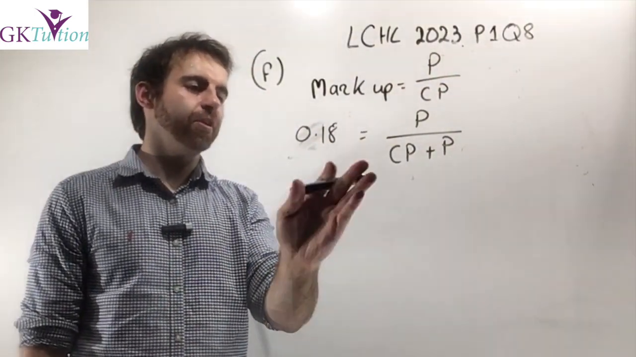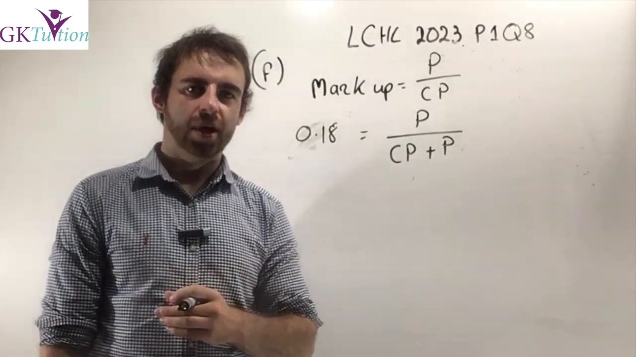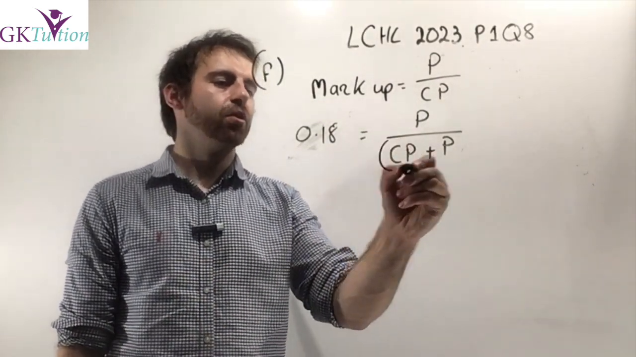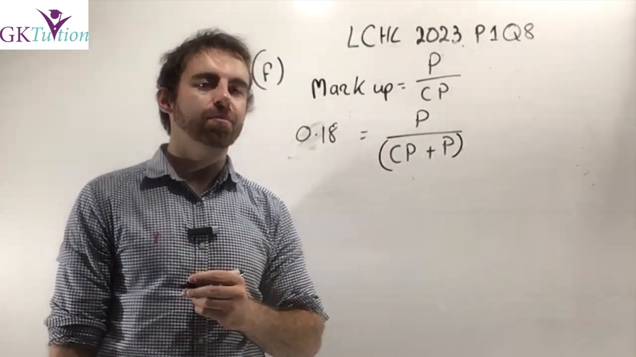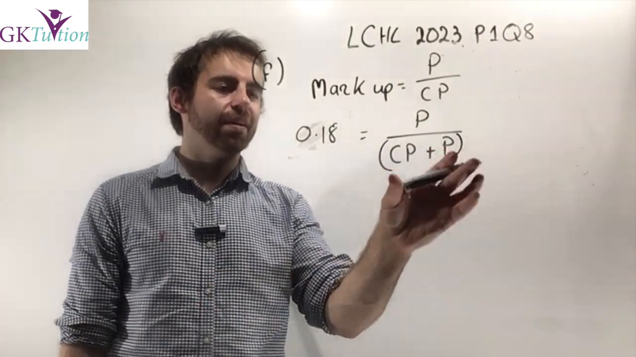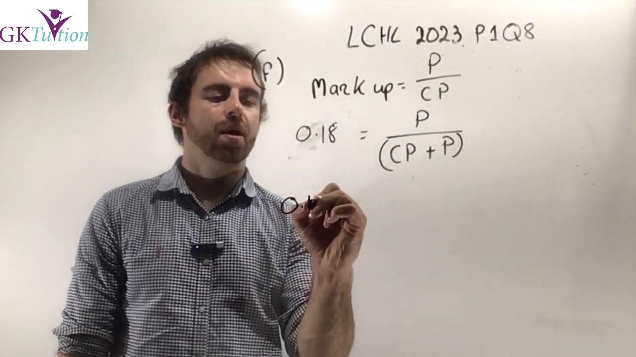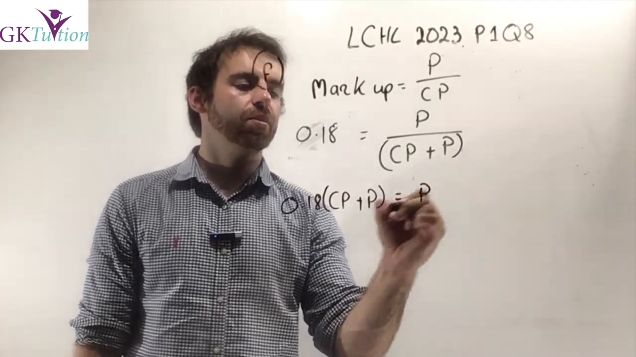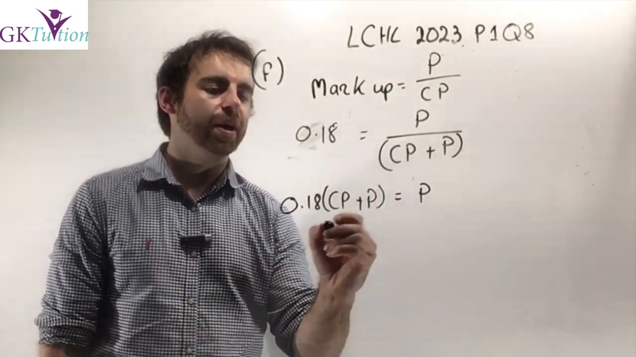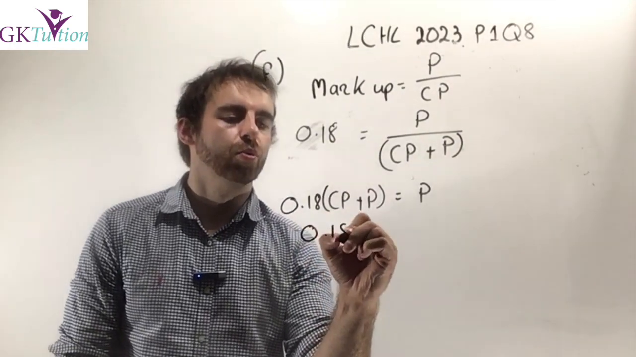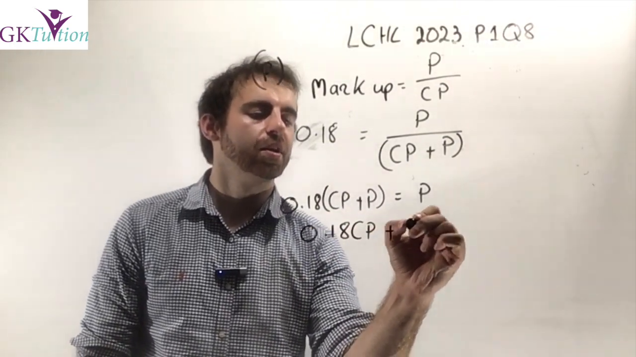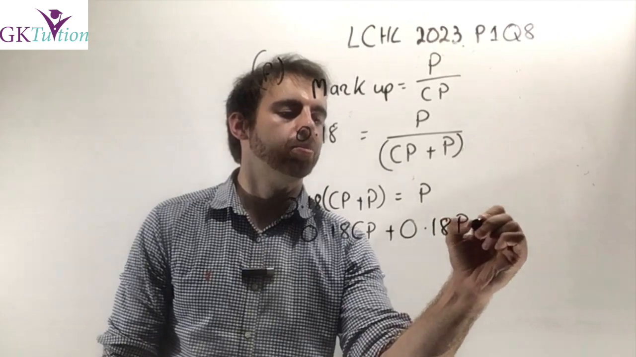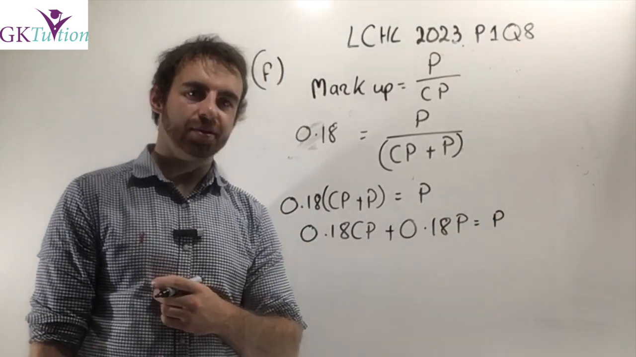So first, I need to simplify this equation. I want to get rid of the fraction. So I'm going to multiply both sides by CP plus P. If I multiply the left-hand side by CP plus P, I'll get 0.18 times CP plus P equals P. Now if you multiply it out, you'll get 0.18 times the cost price plus 0.18 times the profit must be equal to the profit.